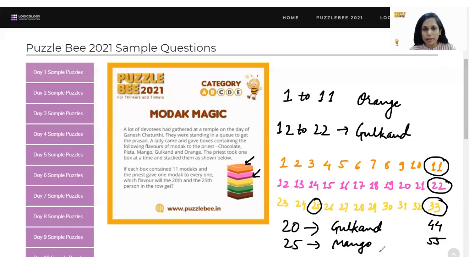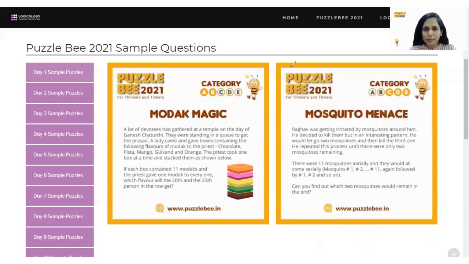I hope all the younger kids here have understood what exactly was required in Modak Magic. And I hope most of you have gotten the answer correct. Even if you did not, do not worry. We want you to develop this capability of understanding and then solving. Chalo, so let's now move to the next puzzle, which is Mosquito Menace. So I will clear these drawings. And now I'm going to make another whiteboard here on the left side. And then we'll discuss what has been given here in Mosquito Menace.